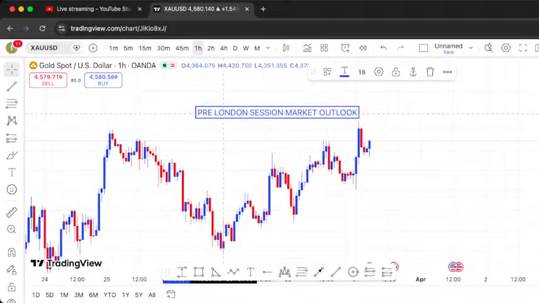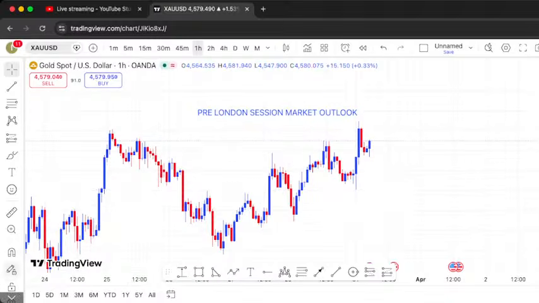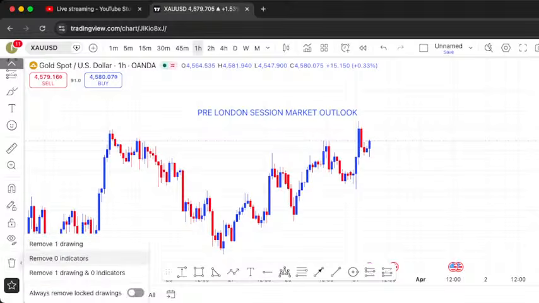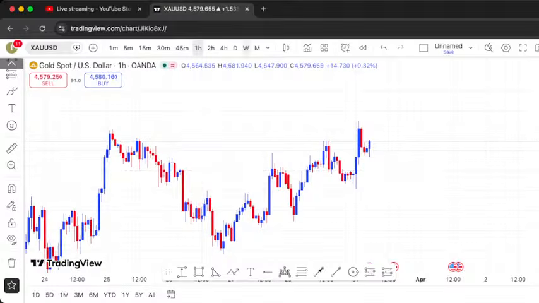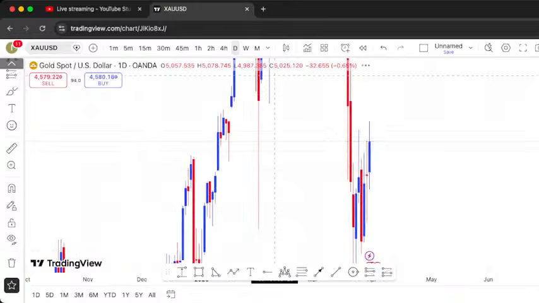Now, this is a pre-London session market analysis. So let's have a daily outlook on the market. Let's see what we are predicting. Let's see our daily view, our weekly view, so we can get an opportunity to trade. As usual, let's start with XAUSD, starting with a higher time frame, at least a daily time frame or a weekly time frame.